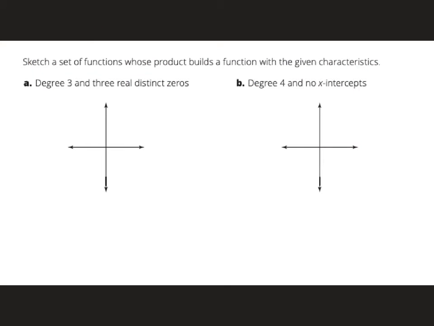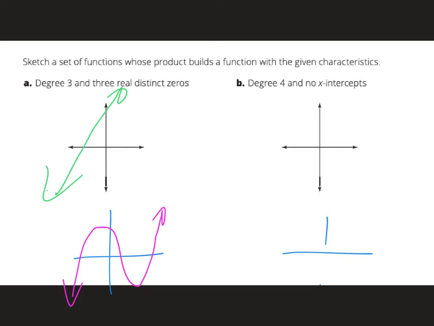Sketch a set of functions whose product builds a function with the given characteristics. Ooh. All right. So this is different from before. Before, we just said, okay, graph this. So before, on the previous quiz, it says sketch a function of degree 3 with 3 distinct zeros. So here's what I would do. I built that. So make one look like this. So that's a linear function because degree 3.